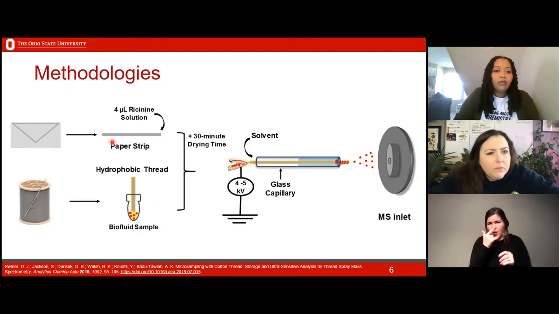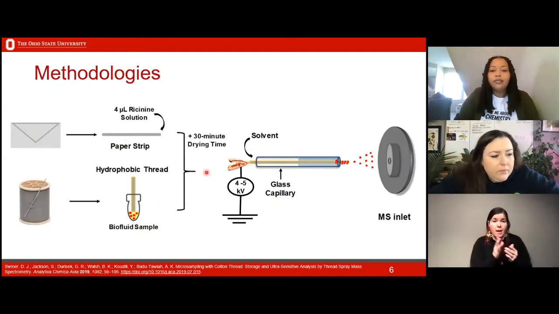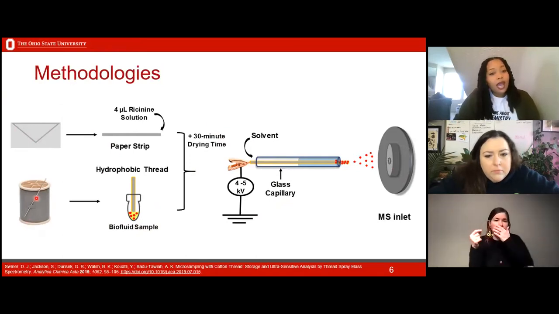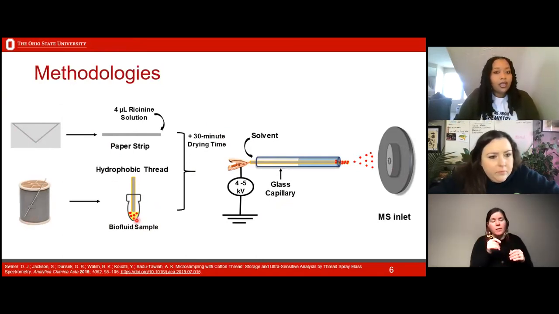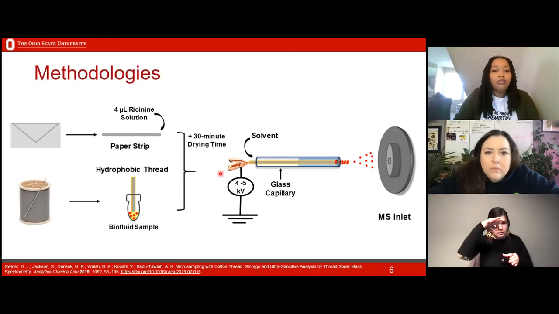I take an envelope, cut it into little pieces of paper, and then I would put a sample on there. Or if I had a biofluid, I'd cut a piece of thread, dip the thread in the biofluid sample, and then put it in this glass capillary to set it right in front of my instrument.